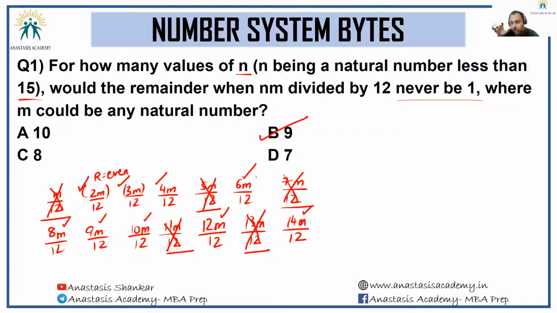Even if you don't know the co-prime interpretation, you can actually do this by listing out every possible case and then seeing if remainder 1 is possible or not.